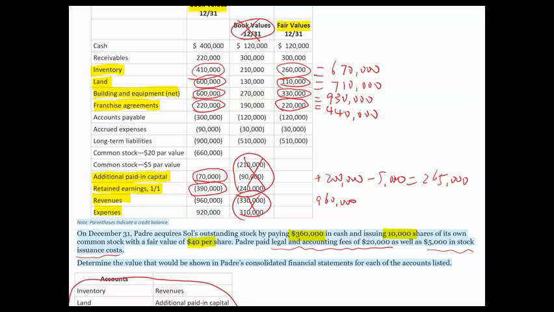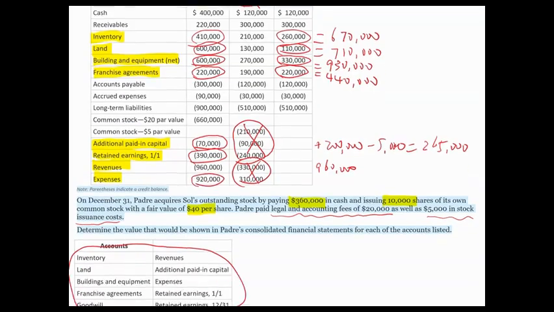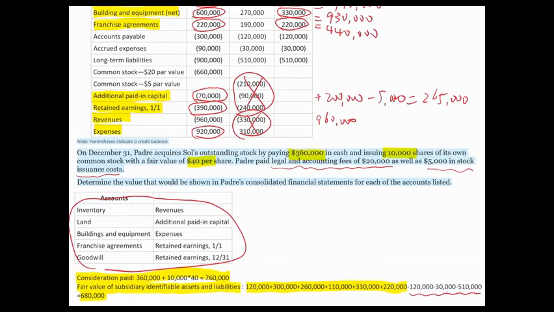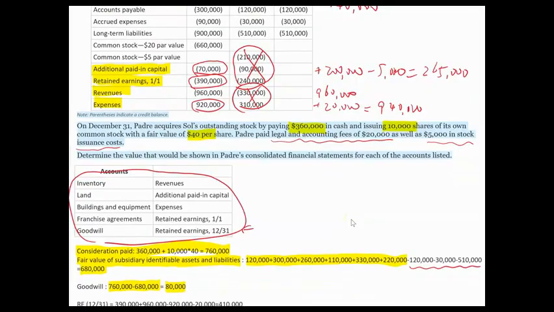As to the expense, it's going to equal 920,000 plus this 20,000 professional service fee. So the total would be 940,000. The reason I show you the revenue and expense is because when we calculate the ending balance of retained earnings, we need to get the net income.